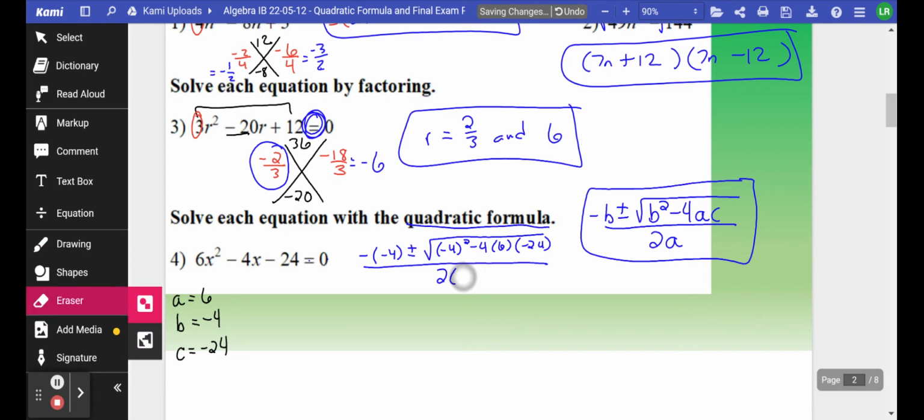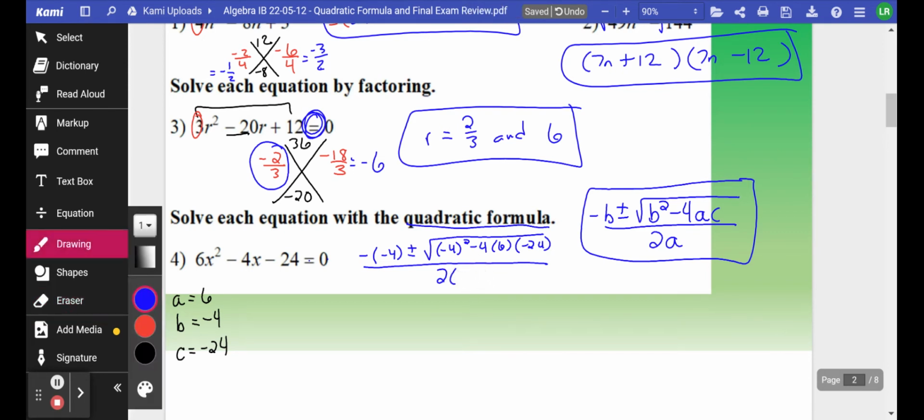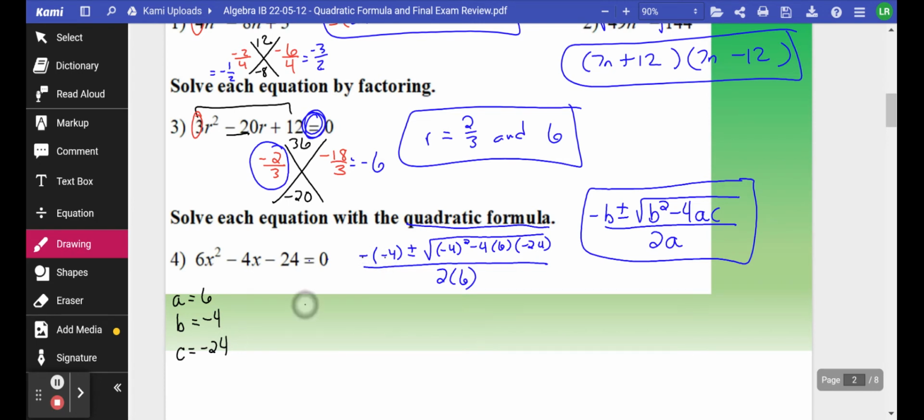Sorry, I apologize. Guys, I make mistakes sometimes. 2 parentheses 6. Now, give me a second here because I know this doesn't work out perfectly, and Mr. Malone needs to grab a calculator. So, I like to break this up into the 2 fractions. Remember, negative of -4, that's +4. So it's 4 plus something over 12, since 2 times 6 is 12, and 4 minus something over 12.